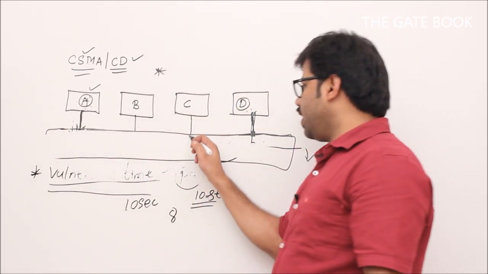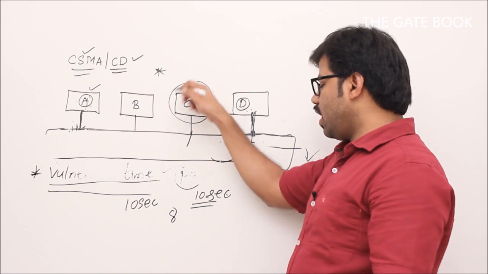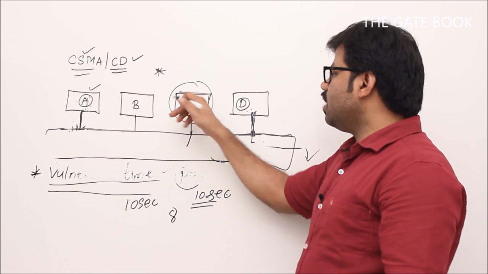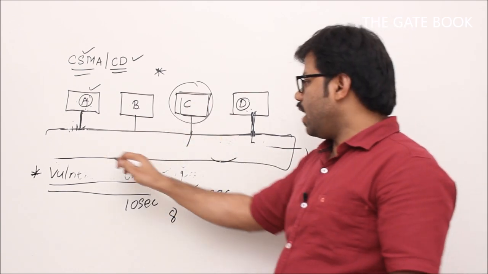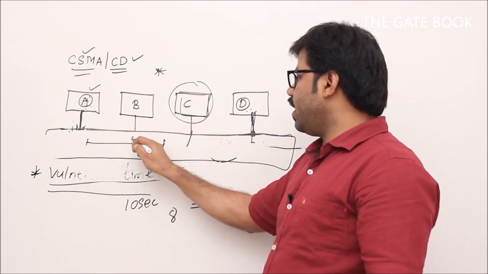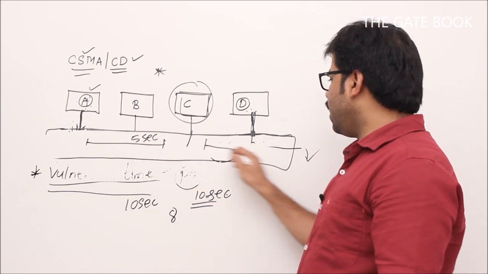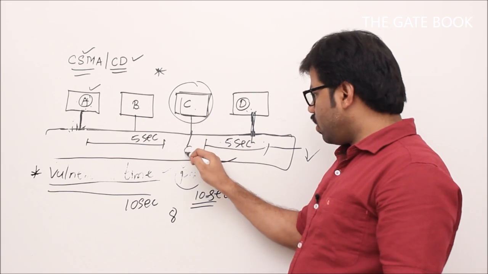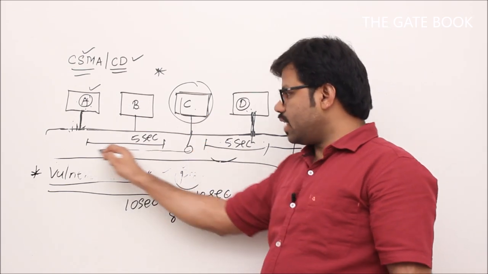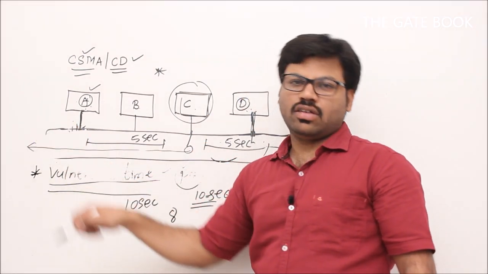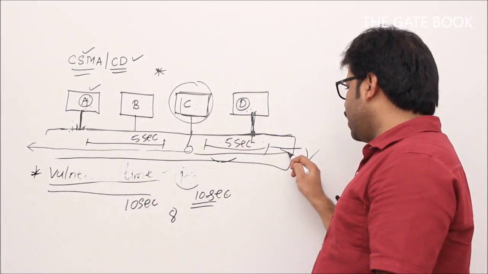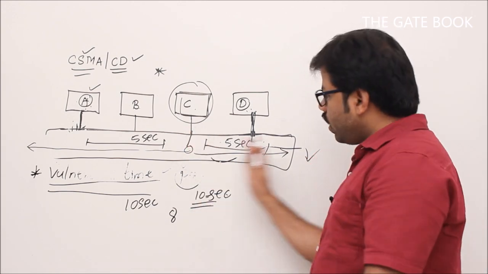Example, let's say C is sending, which is in between. That means C is a computer which is in the middle of the medium. It has a 5-second delay on the left side and a 5-second delay on the right side. Sir, what is this 5-second delay? That means whenever a bit comes onto the line, within 5 seconds it will travel to the leftmost end, and it will travel to this side within 5 seconds. After 5 seconds it is going away.